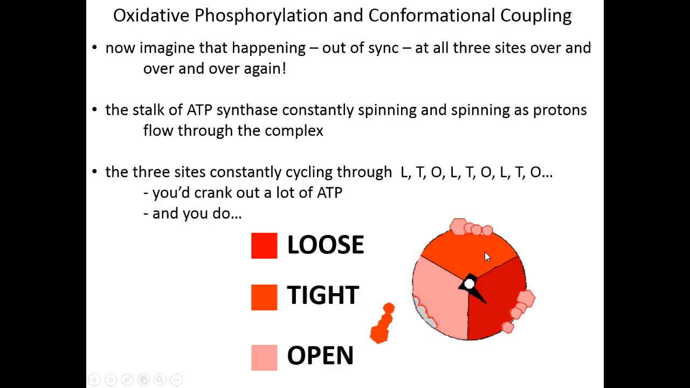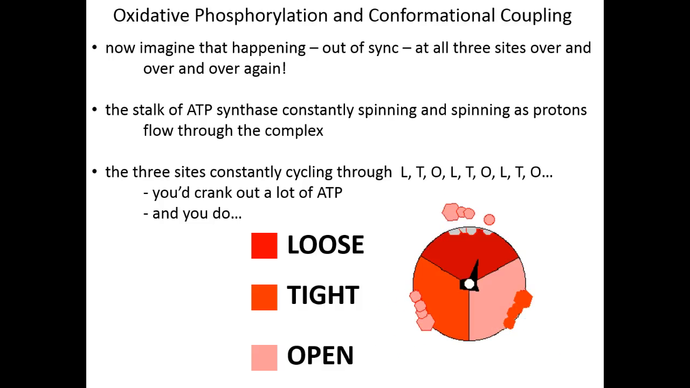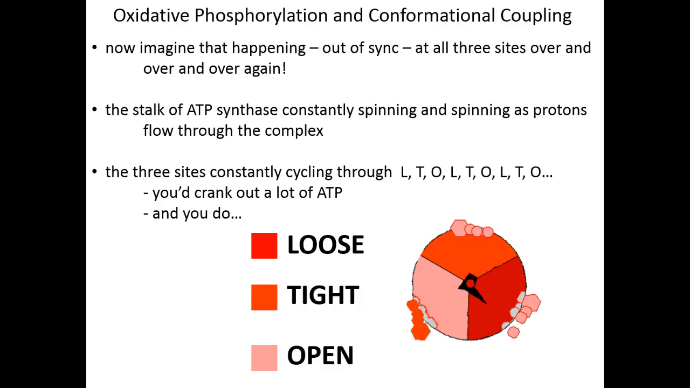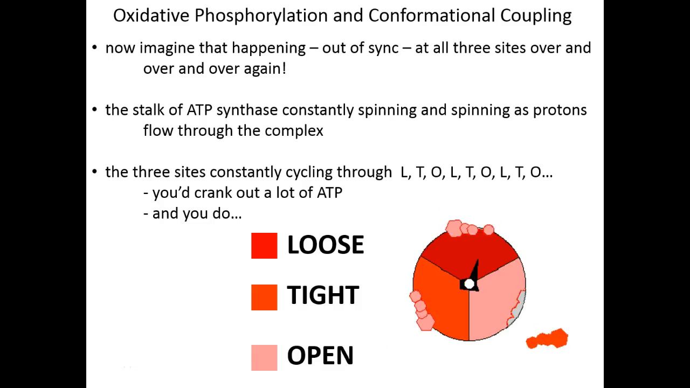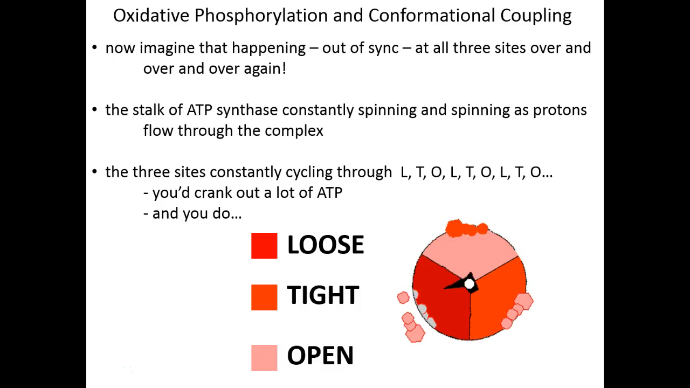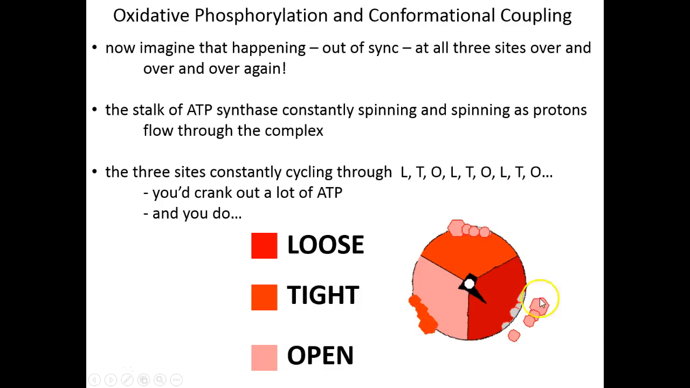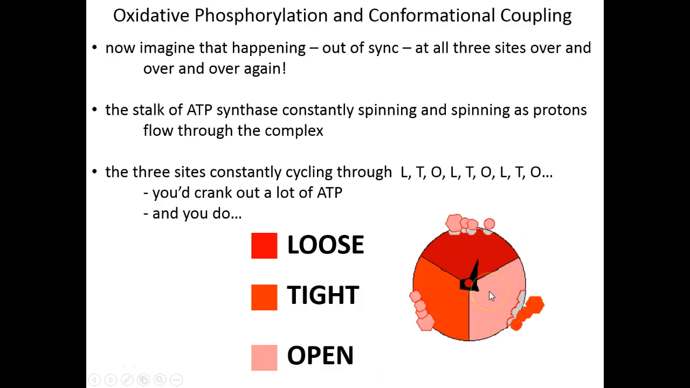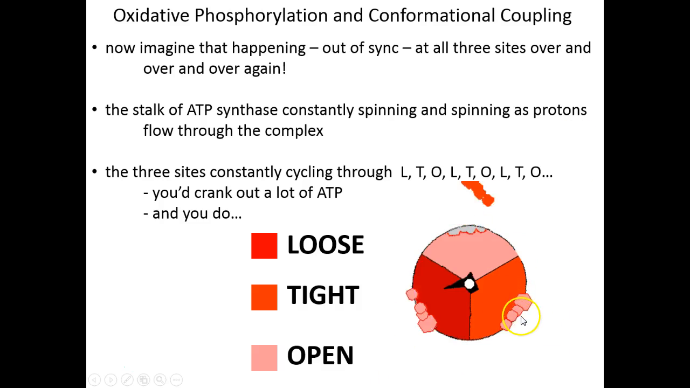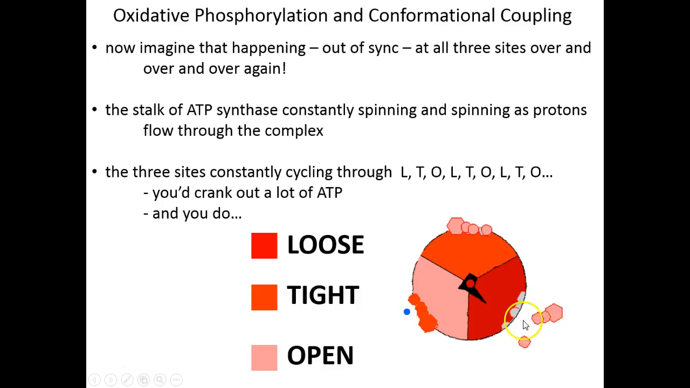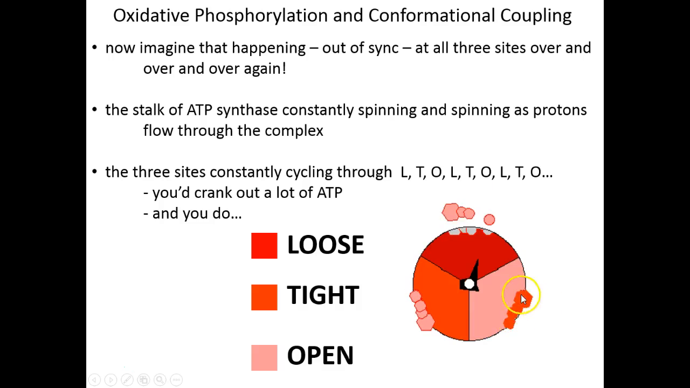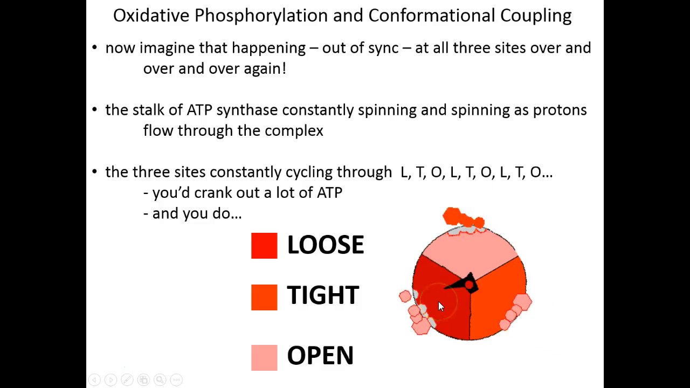Now draw your attention a little bit further back and just take note of what's going on in the entire F1 region of ATP synthase. You'll notice that at any one time, none of the subunits are in the same state. One is always in loose, another is always in tight, and the third is always in open. But if we go to any one of these other subunits, we'll see that it's really telling the same story. Loose binds substrate, tight squeezes it together, and then ATP is released. Bind, squeeze, release. If we come over here, we see that the same thing is occurring.